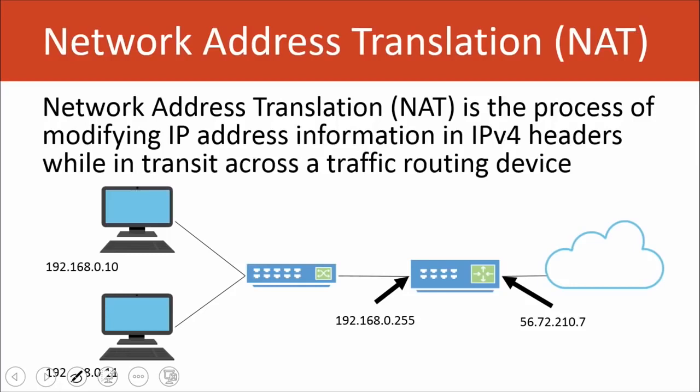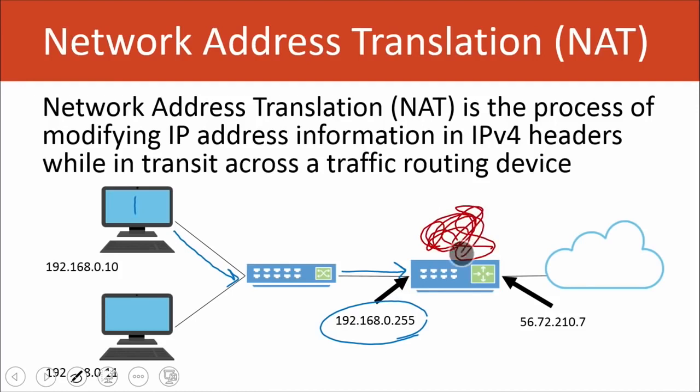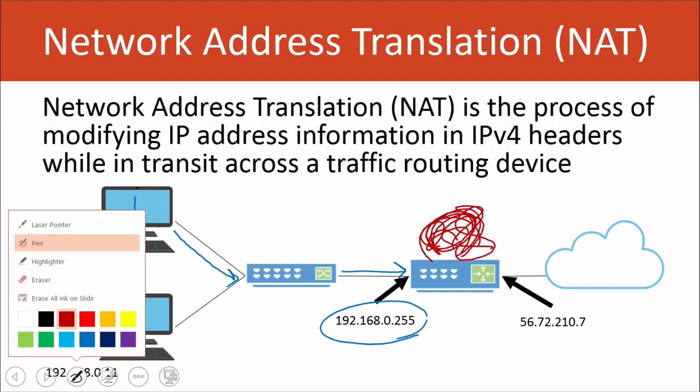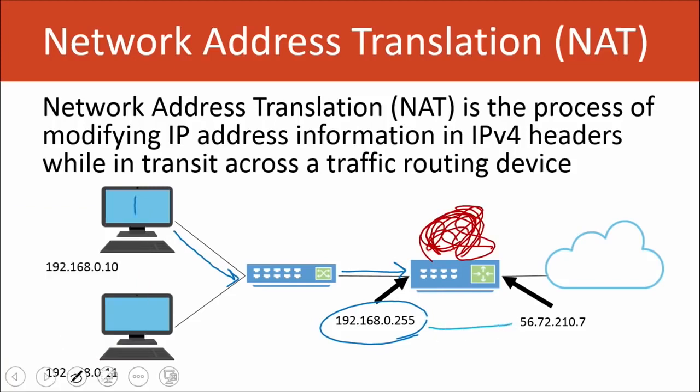So we might have computer 1 sends information to a switch. The switch goes ahead and sends it off to the router. And then what happens is that packet might have the addressing information of 192.168.0.255. And what's going to happen is, and this is my translation process here, right? That router is going to go to work and it's going to translate this address into this one.